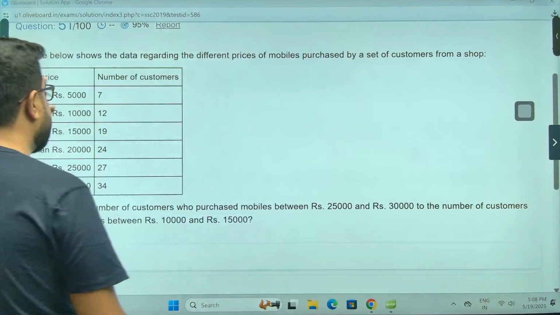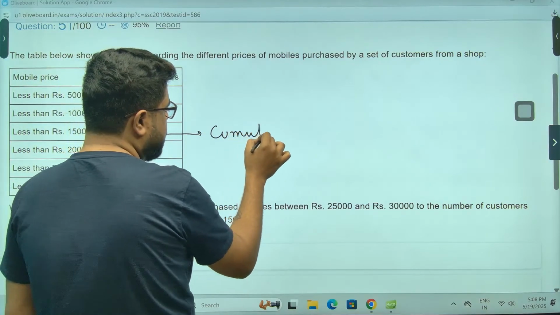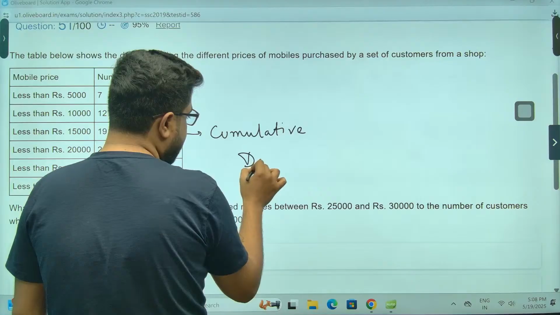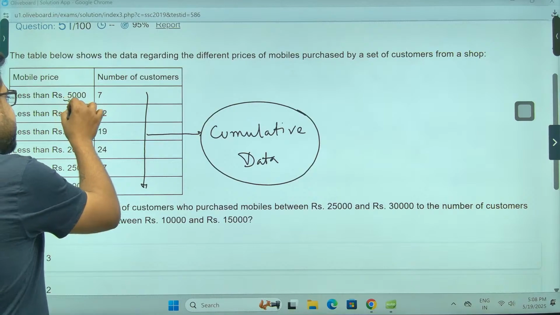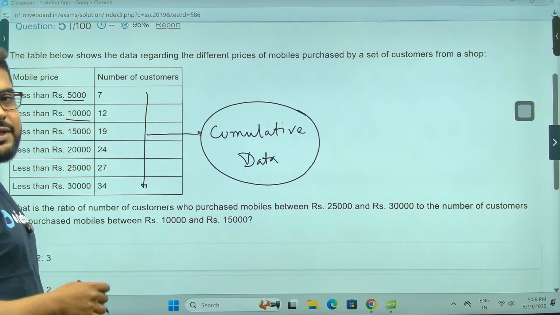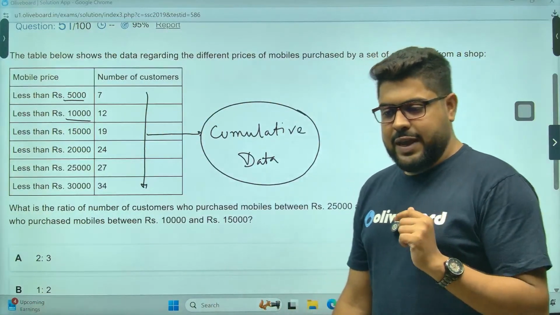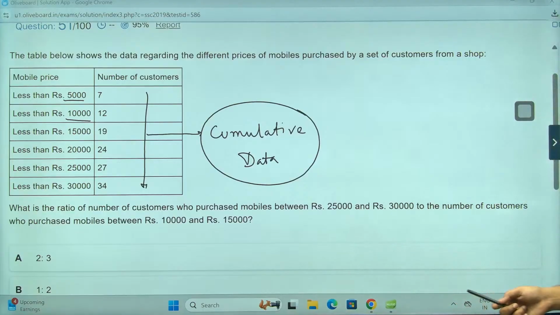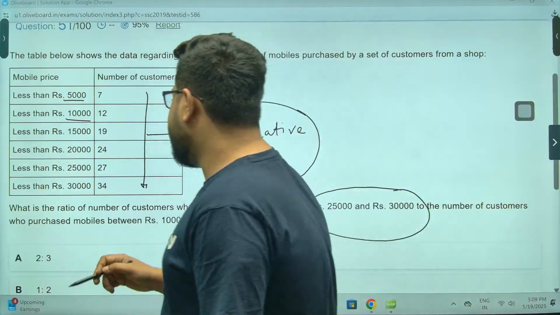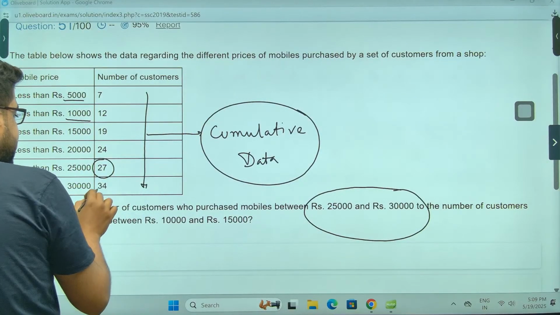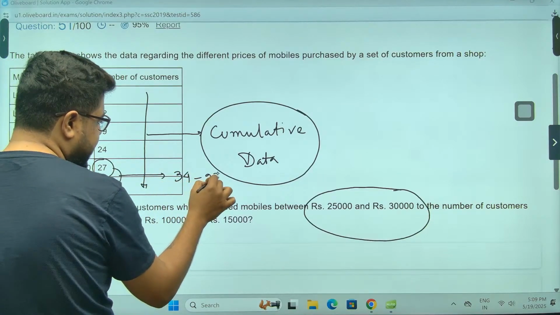So mobile price, number of customers. Acha, you see, this is called cumulative data type, meaning this is all getting added up. Less than 5,000, and this is less than 10,000. Less than 10,000 means less than 5,000 is also included inside it. What is the ratio of total number of customers who purchased mobiles between 25,000 to 30,000? Up to 25,000 is 27, up to 30,000 is 34. So only in between will be 34 minus 27, that is 7.